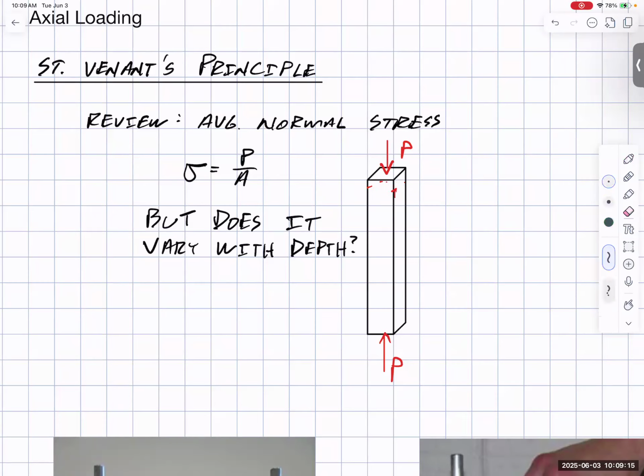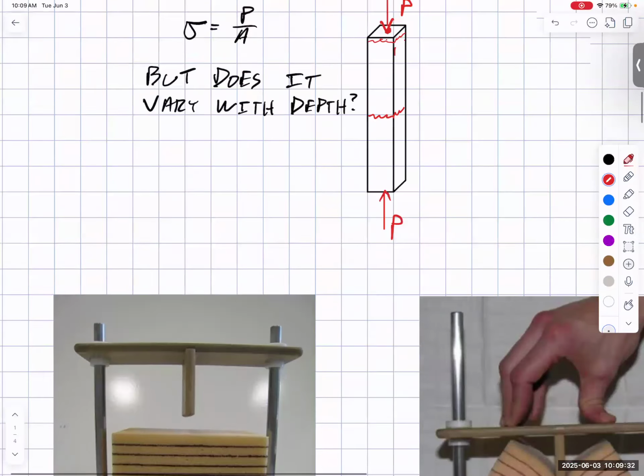But is that really true? So what would be the difference if I cut it way up top? There's no plate or anything like that. This is like a point load versus down here somewhere, right? And that's really what St. Venant's principle is about, is how that stress changes throughout the depth.